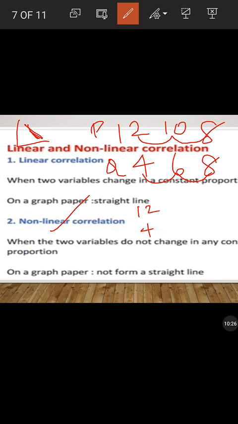Okay, and if the price is 10, the quantity demanded is 7. If the price is 8, the quantity demanded may be 10. So when we plot this on a graph, we'll be getting a curve like this. Okay, so what is that? Non-linear correlation: when two variables do not change in any constant proportion.